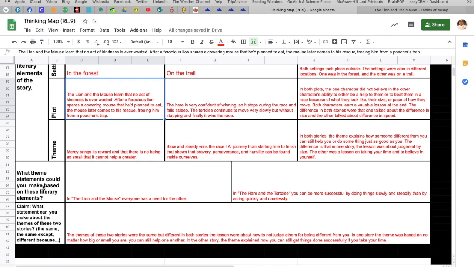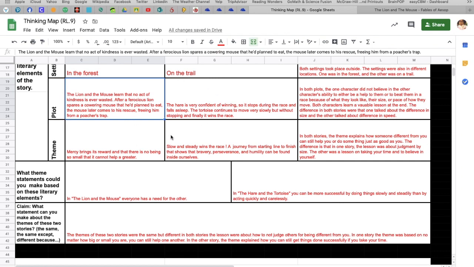what statements could you make based on the literary elements. So based off of these 4 literary terms, we can say that for the lion and the mouse, everyone has a need for the other. For the tortoise and the hare, you can be more successful by doing things slowly and steadily than acting quickly and carelessly. So even though they do not say these in the book, it says, what theme statements could you make based off of the literary elements?